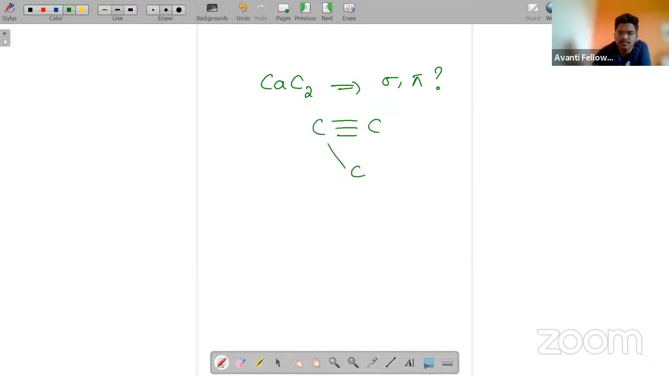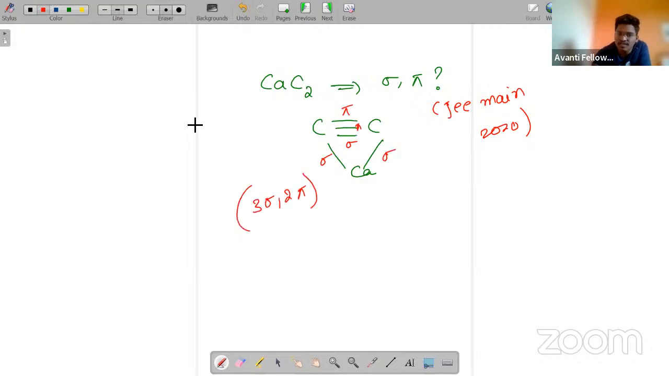So calcium carbide will be formed by this compound, because this was asked in JEE Main 2020. So this is sigma bonds are there. So remember, metallic carbides always form this kind of structure. Very important. You people need to remember this for sure.